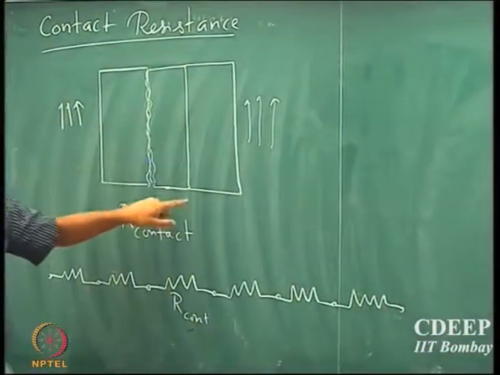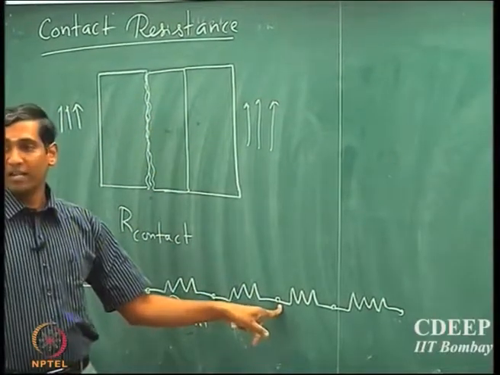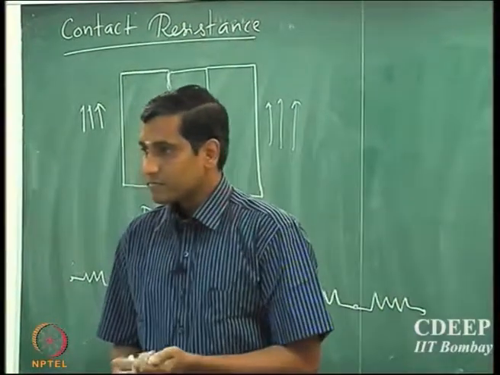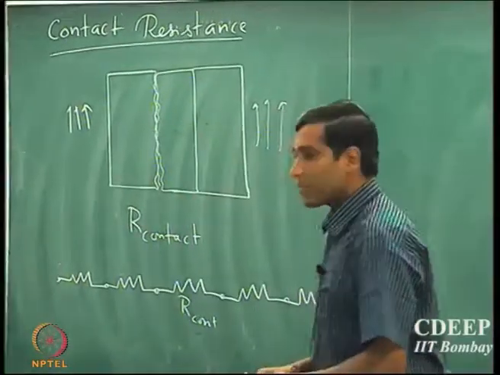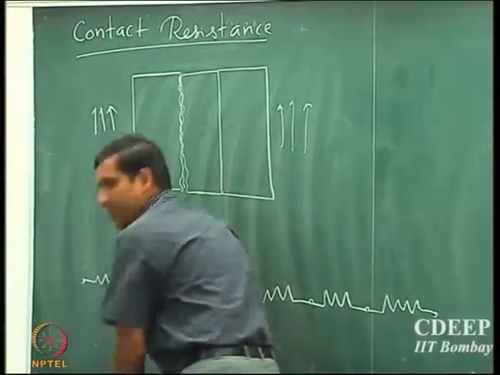Supposing we want to include a contact resistance between the second and the third wall, we could do that. We could include another resistance here. Any questions? Correct. Yeah. So supposing they are not in contact with each other.